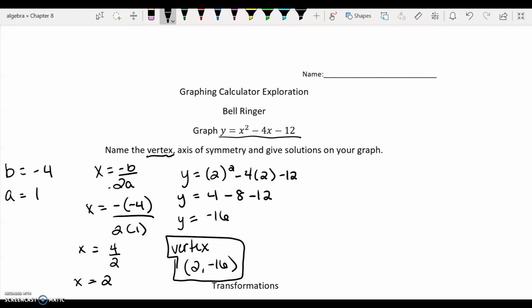So if I were to graph it, I'm going to write my graph up here. X, Y. Can I graph the general idea? (2, -16) is going to be way down there.